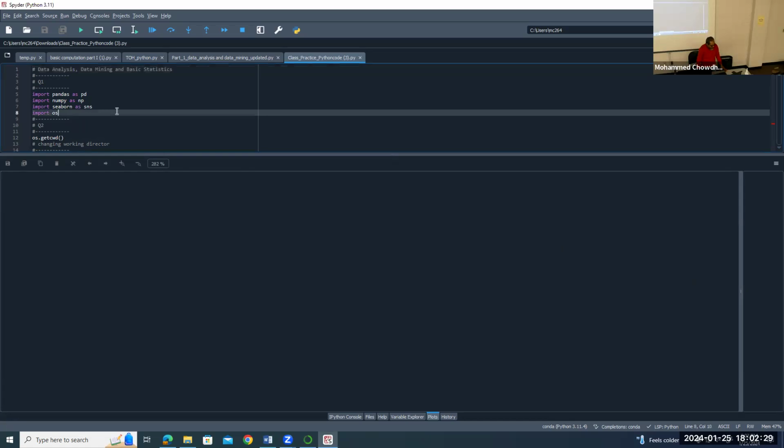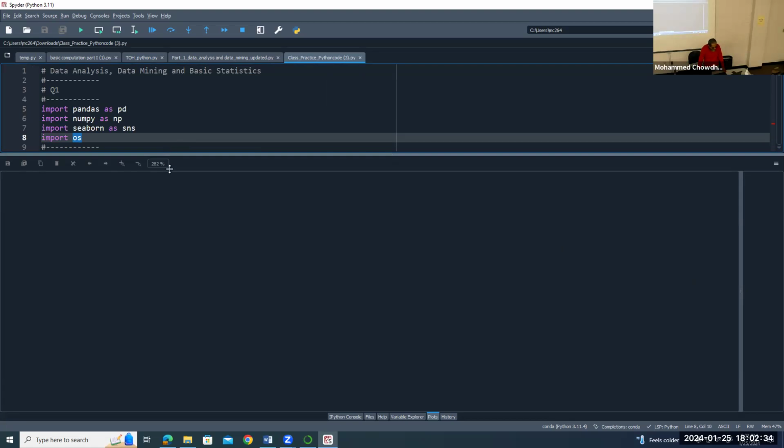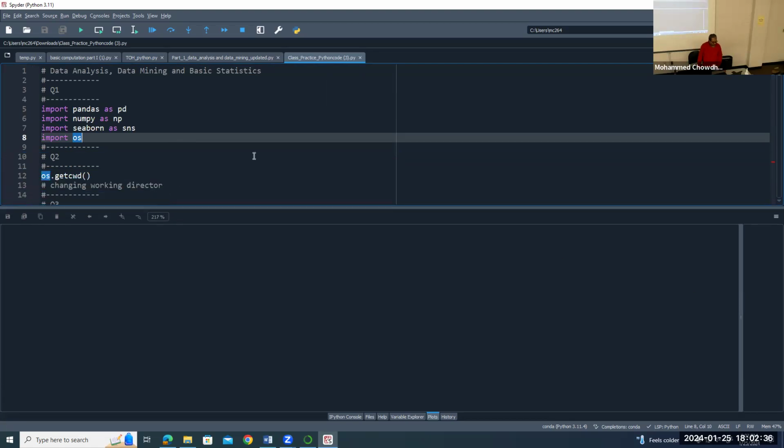So these are the packages, line 5 through line 8 that you are seeing. Some other people have developed these packages. We are going to use the terminology, the code, the syntax from those packages. Sometimes we have to use pd dot syntax, np dot syntax, sns dot syntax, os dot syntax. Line number 8 is telling you import os. Os means operating system.